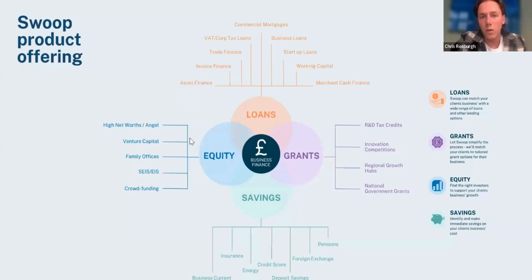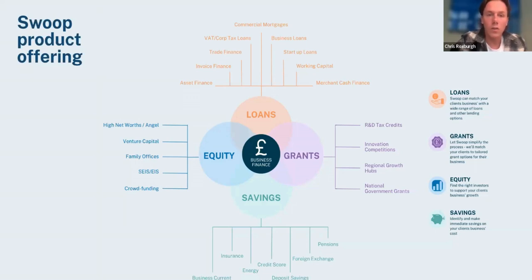In terms of Swoop, this is everything that we can help with. So anything business financial, we should be able to help. I used to work in the bank. If I had this in the bank, what a difference it would make to small businesses. So at the top, we've got loans or funding. There should be a vast array of options for your clients, depending on what sector and how we can help.